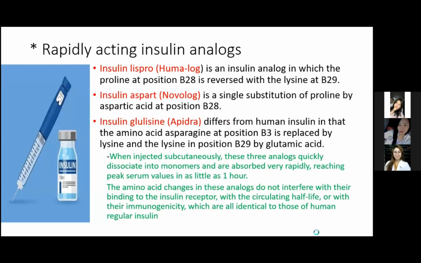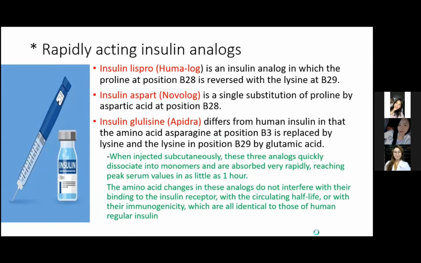We also have rapidly acting insulin analogs. We have insulin lispro, with the brand name of Humalog. It is an insulin analog in which the proline at position B28 is reversed with the lysine at position B29. The second one, we have insulin aspart, with the brand name of Novolog, a single substitution of proline by aspartic acid at position B28.